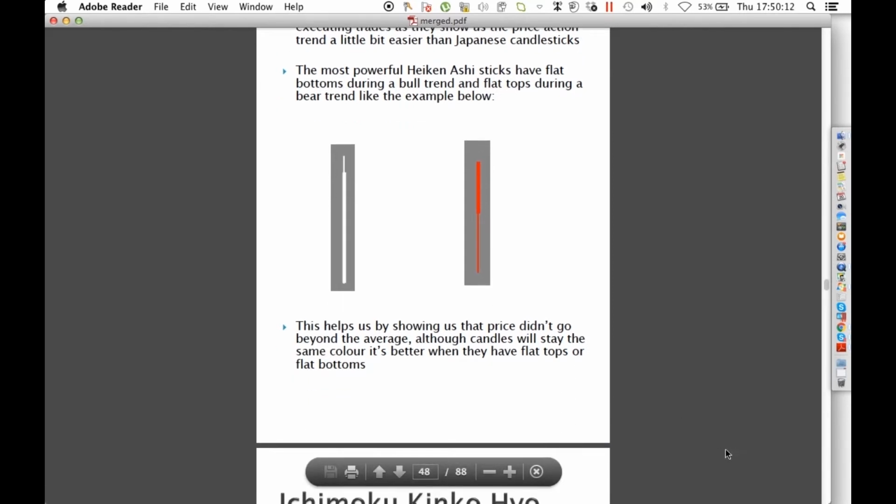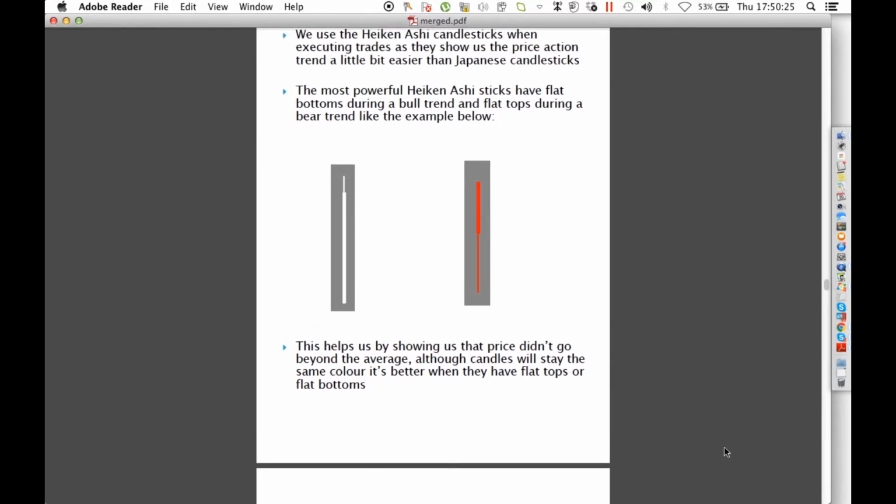All right. This helps us by showing that price didn't go beyond the average. So, although candles will stay the same color, it is better when they have flat tops or flat bottoms.